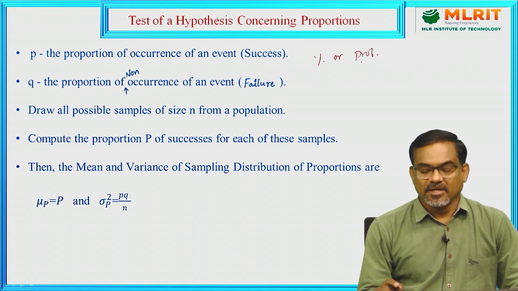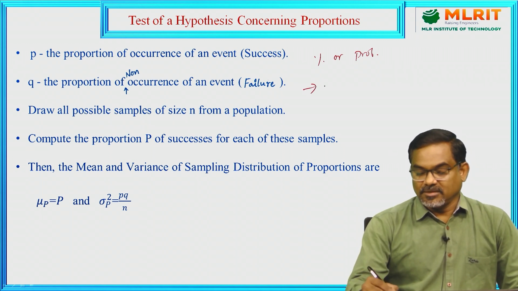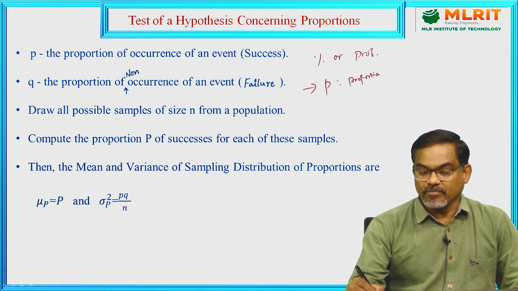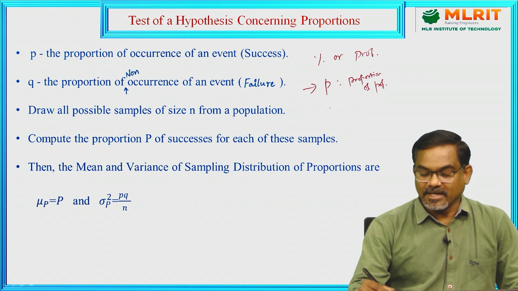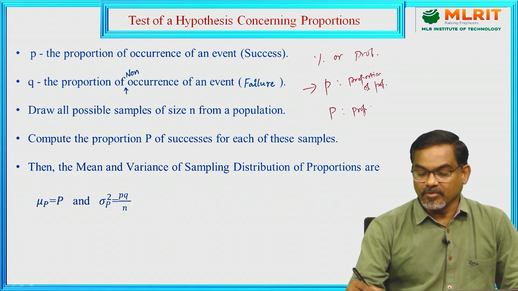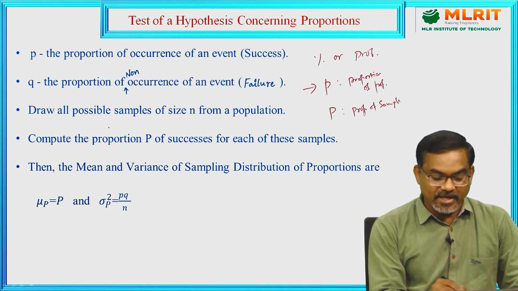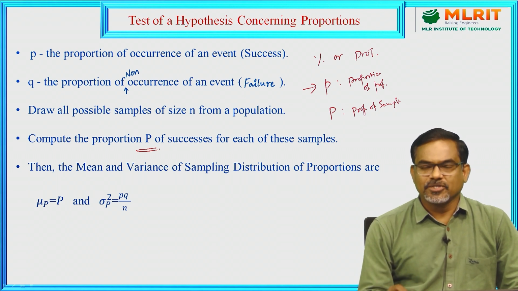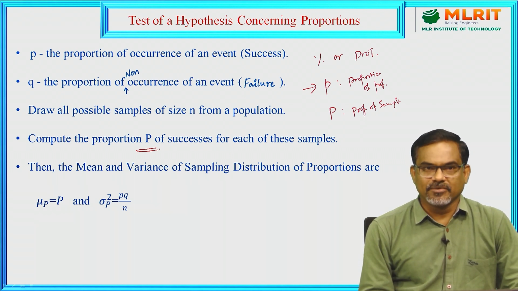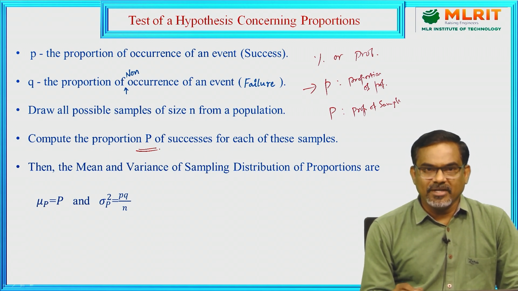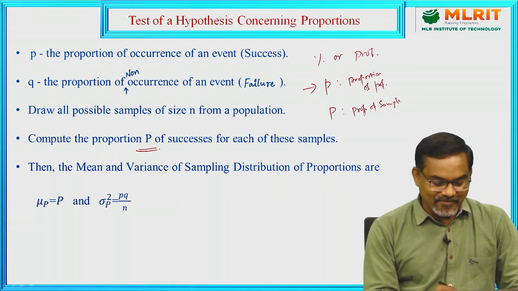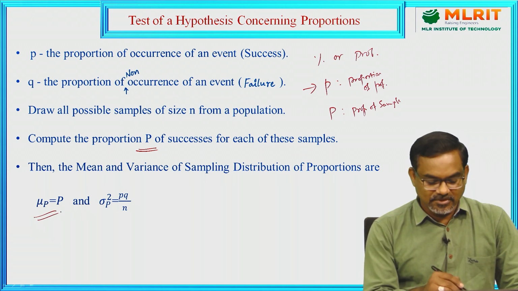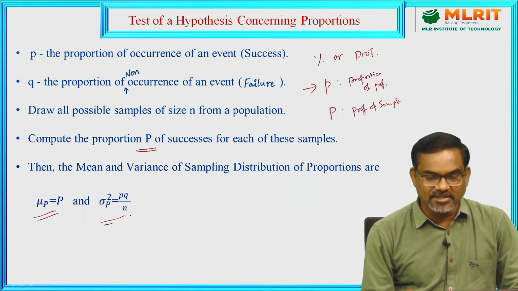In the notation, we have considered small p as the proportion of the population and capital P as the proportion of the sample. So, for each of these samples we calculate the proportion capital P, and this is called the sampling distribution of proportions. For that sampling distribution, we can find the mean and variance also. The mean and variance of the sampling distribution of proportions are given by mu P is equal to p, the proportion of the population, and variance is given by pq by n.